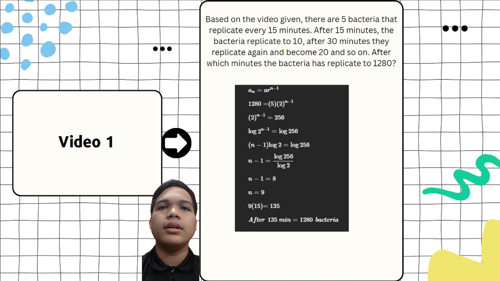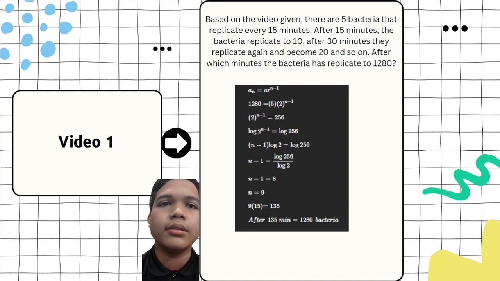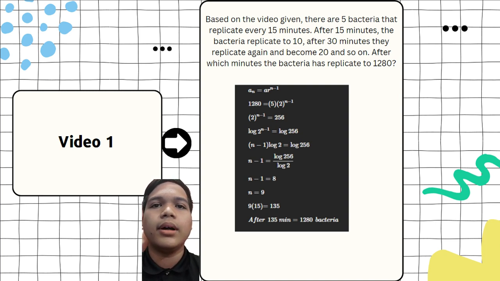Since n minus 1 is the power in this problem, we need to use the log method to find the n value. We solve the problem until we get n equal to 9. But 9 is not the minutes, it is the term position. So we need to multiply it by 15, and we got 135, which means after 135 minutes, there are 1280 active bacteria.